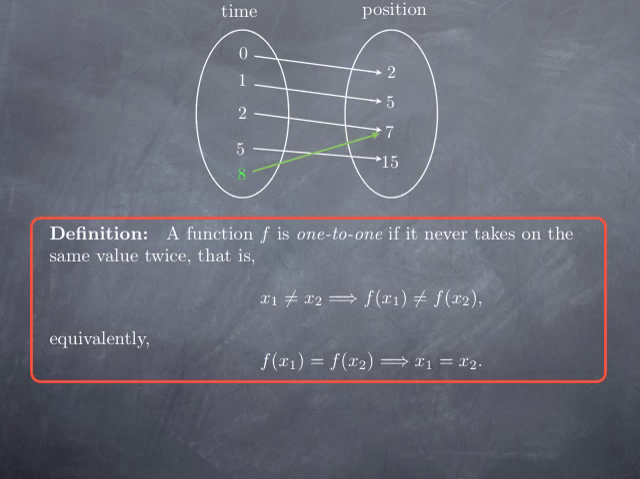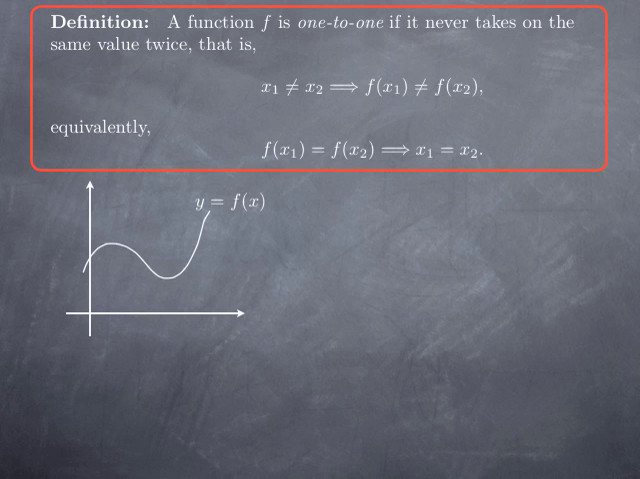So formally, that means that if I take 2 numbers x1, x2 in the domain, and plug them in the function f, it returns different values of f. Or equivalently, the only way I can get f of x1 equal f of x2 is if x1 is equal to x2.